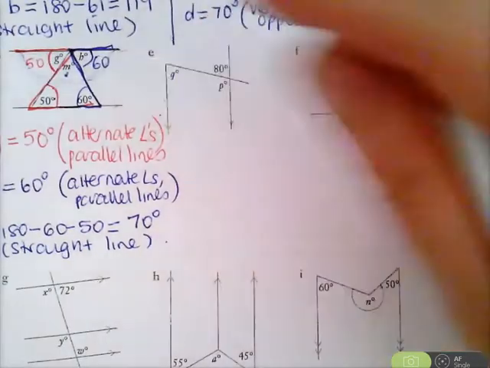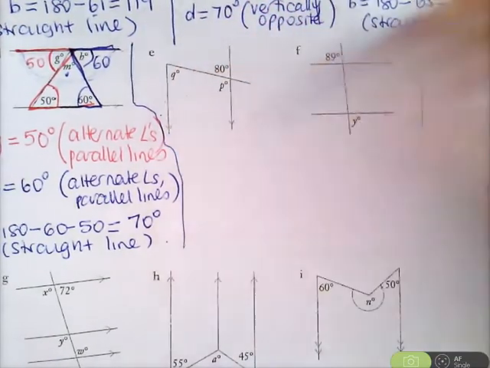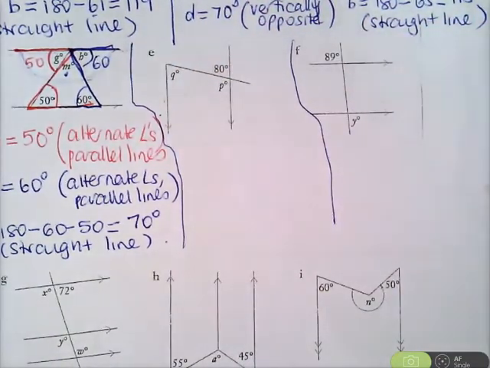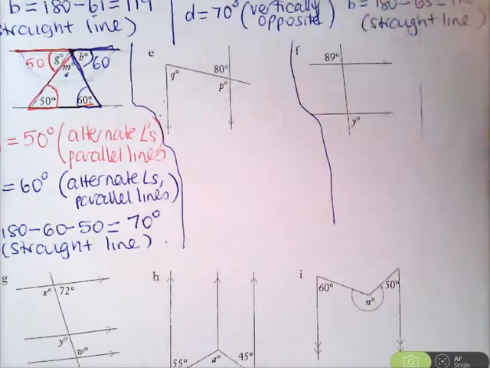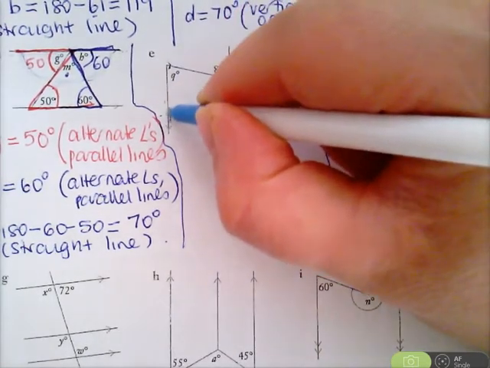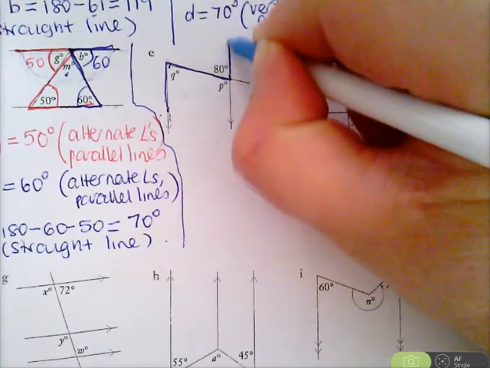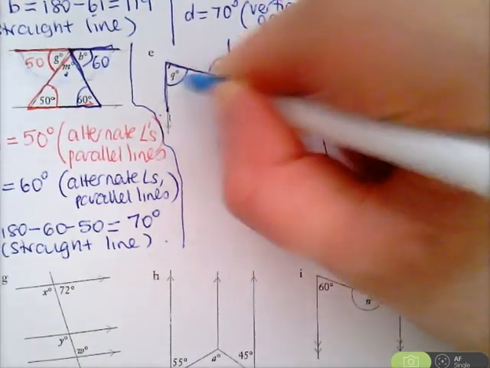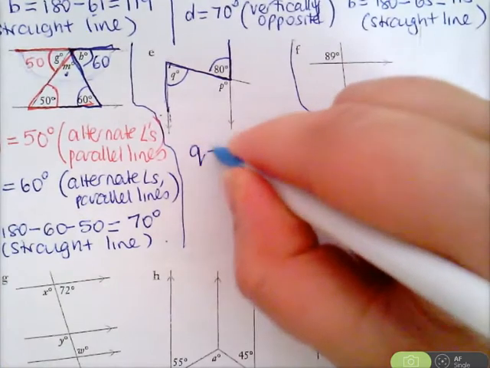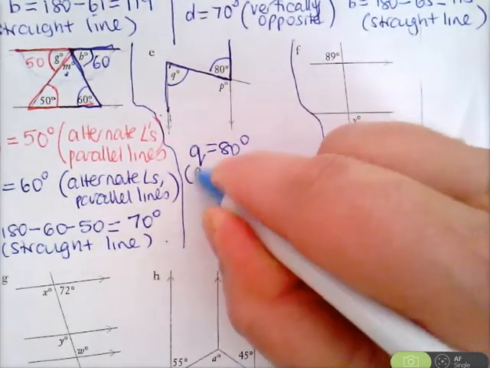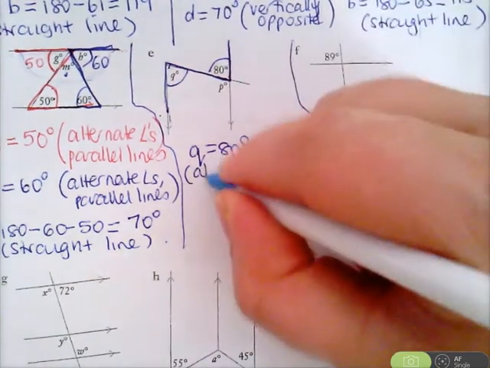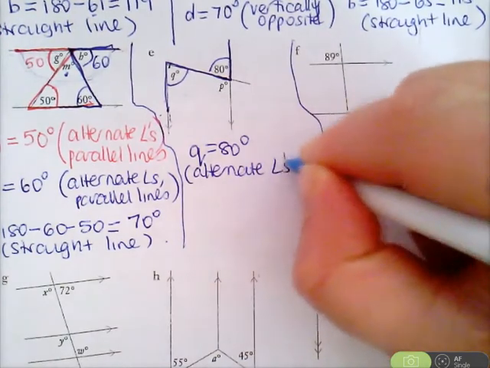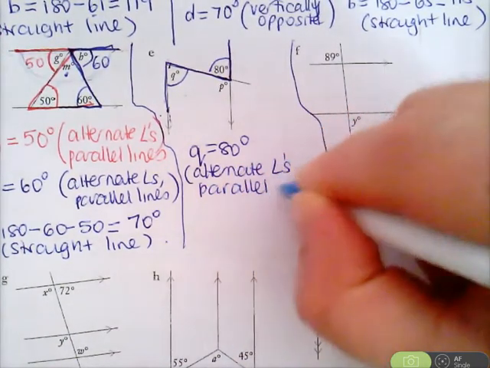Okay. All right. We're looking at E now. Looking for Z's or C's. Look, we've got a C here, but we don't know either one of those, so that's not going to work. So let me see if I can do a Z. And I can do a Z. And in the corners of the Z, I've got the Q and the 80. That means that the Q is equal to 80. And when you do the Z, you're going sort of from one side to the other side. They're called alternate angles. And you must say parallel lines.